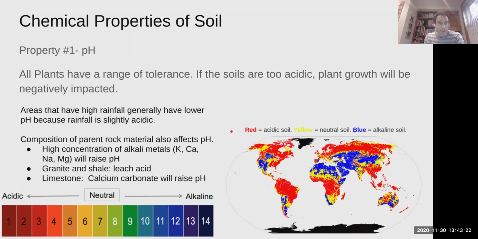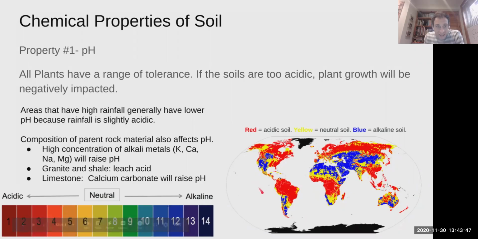And that's because, as I mentioned before, rainfall is slightly acidic, and so that will drop the pH a little bit. Obviously, in the rainforest, it's not dropping it so much that the plants are not able to thrive. And the plants in these rainforests where there is more acidic soil will have a range of tolerance that will be able to tolerate these slightly acidic soils.